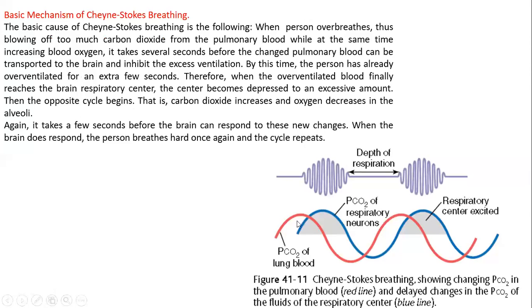The basic mechanism of Cheyne-Stokes breathing: when a person overbreathes, blowing off too much carbon dioxide from the pulmonary blood while at the same time increasing blood oxygen, it takes several seconds before the changed pulmonary blood can be transported to the brain and inhibit the excess ventilation. By this time, the person has already overventilated for a few extra seconds. Therefore, when the overventilated blood finally reaches the brain respiratory center, the center becomes depressed to an excessive amount.